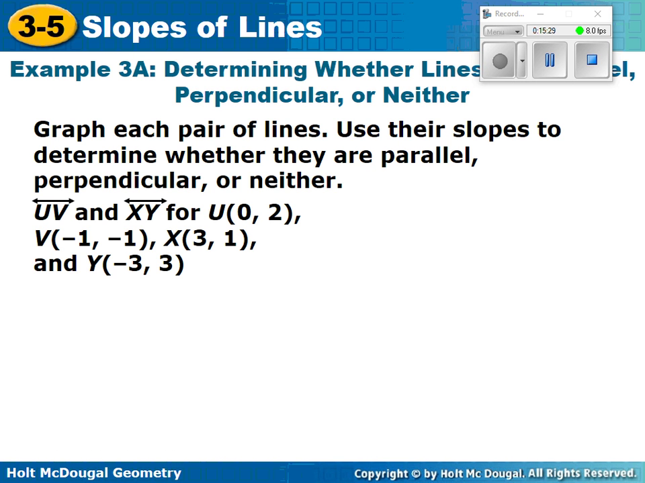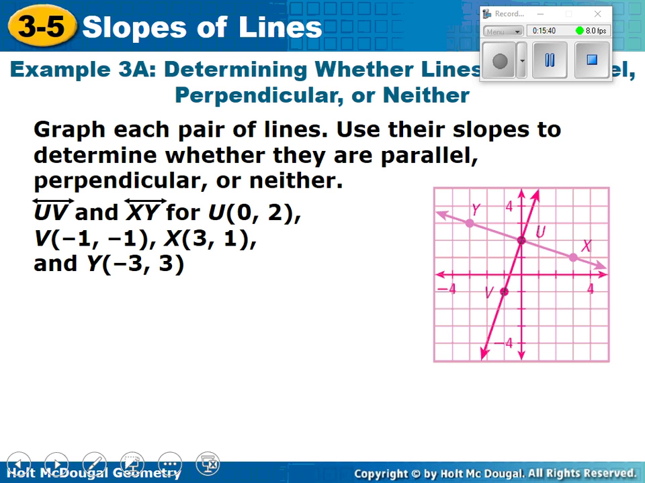It says graph each pair of lines, use their slopes to determine whether they are parallel, perpendicular, or neither. First of all, I want to remind you for time purposes today, I have given you the graphs. But on your homework, you are going to have to graph lines. So I expect that you can look at this and say, okay, line UV would be made by point U and point V, and that you can graph those 2 points and draw a line through them. Am I correct that you can do that?